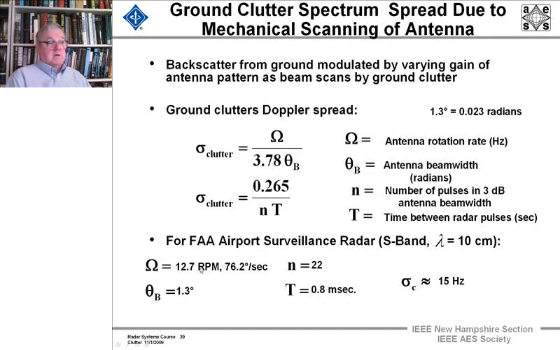So you can look up in Barton or Skolnick's books for the formula, which I give you right here, and how they're derived. The spread of the clutter is just either of these two: the antenna rotation rate omega and the beam width beta are related to the number of pulses in the 3 dB beam width and the time between radar pulses. So you can take either of these two formulas and they give you the same spread in clutter.